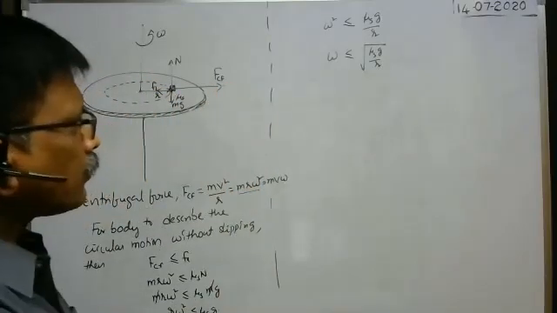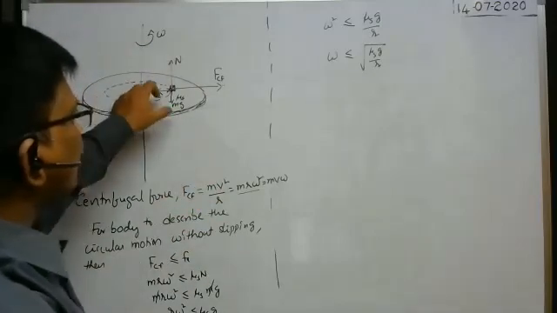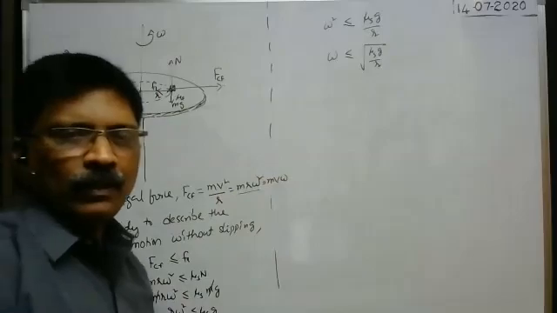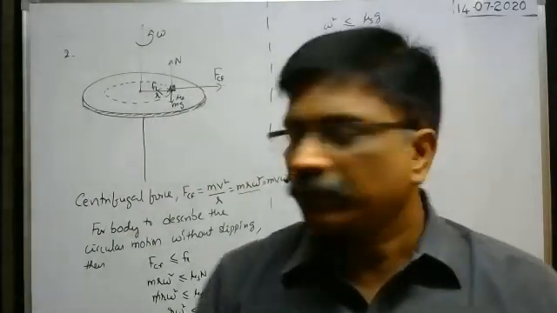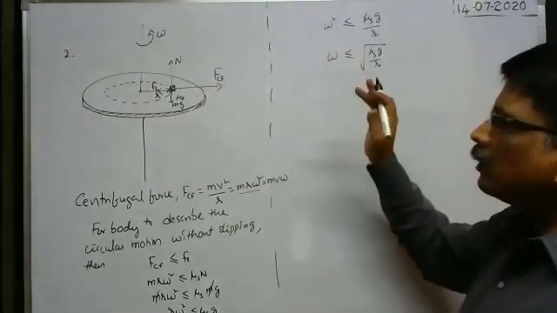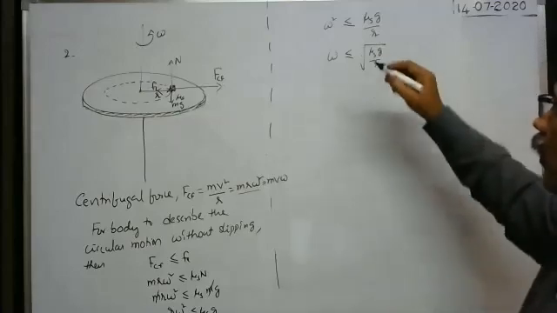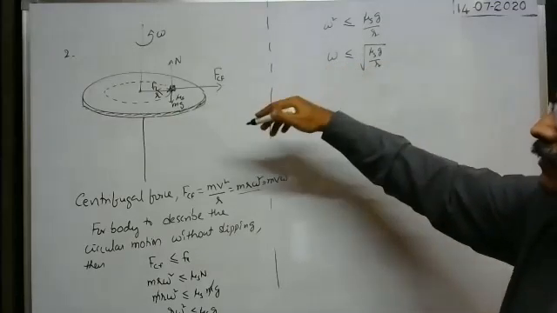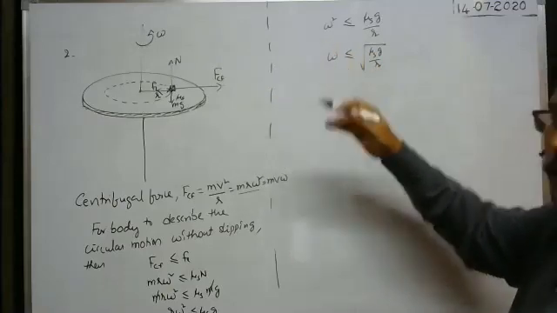So what is the maximum angular velocity with which the disc can be rotated so that the block does not slip? What is the maximum angular velocity with which the disc can be rotated so that the block does not slip? What is the condition?